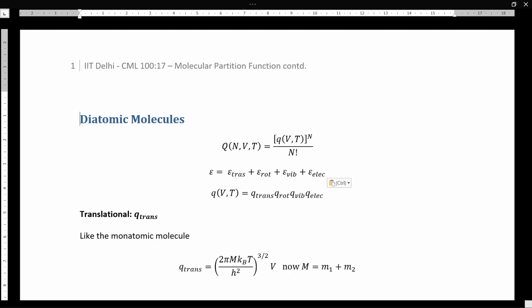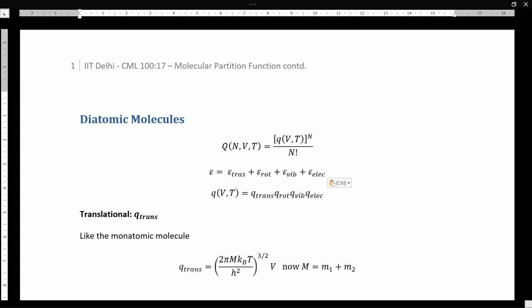Hello. So last time we had seen how to evaluate the partition function of a monoatomic ideal gas. And let us take this further and see how one can do it for a diatomic molecule. Again, ideal gas, of course. And that's where we'll stop. And we'll not evaluate any more molecular partition functions.